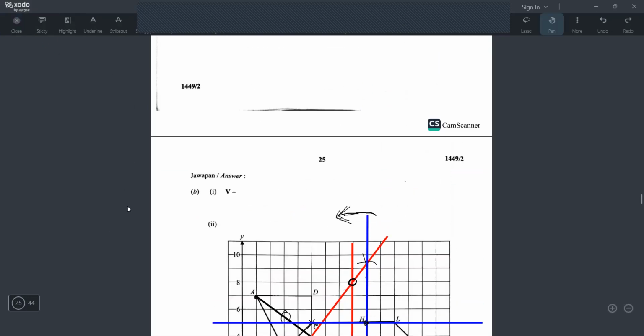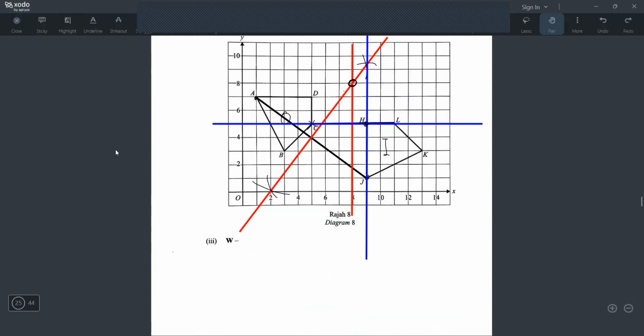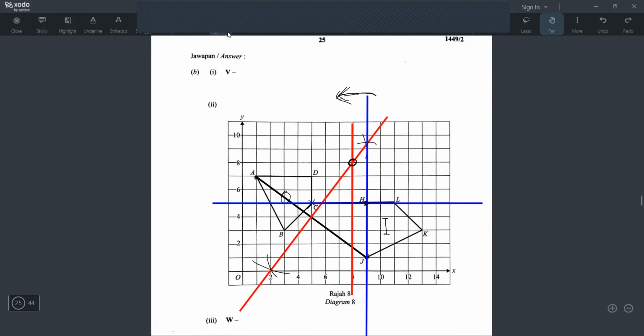But what is my object? JKLH. Because now it says one image of JKLH is drawn under transformation anti-clockwise rotation 90 about 9, 5. Draw the image. Okay, so for this second question, there is no working, right? We just draw the image in the diagram. So let's draw the image. JKLH is our object now, and we will rotate 90-degree. So if you rotate 90-degree in this direction, my image will be here. If 90-degree it will be here, if 180 here, if 270 here, right? But they want 90-degree, so the answer is here.